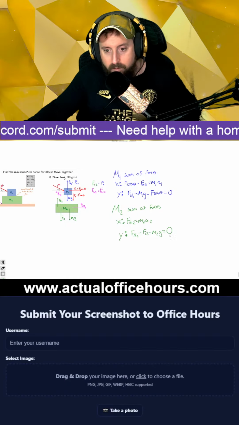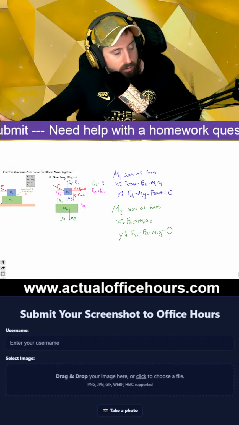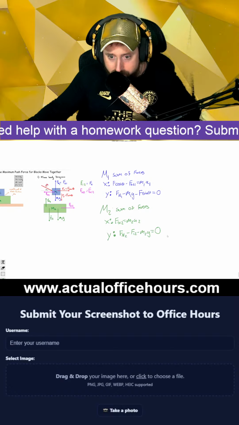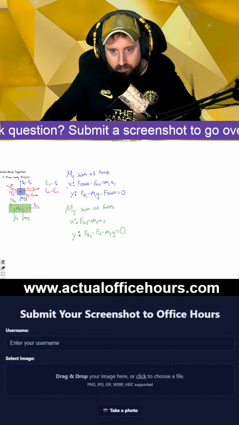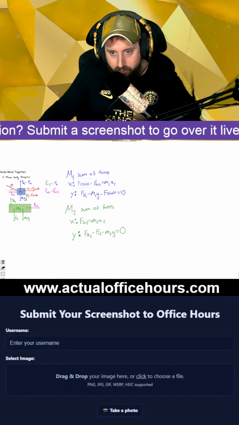Okay. So, now we have the sum of the forces. Let's try to come up with some other relationships to replace some of these variables with things, because there's too much going on, honestly.